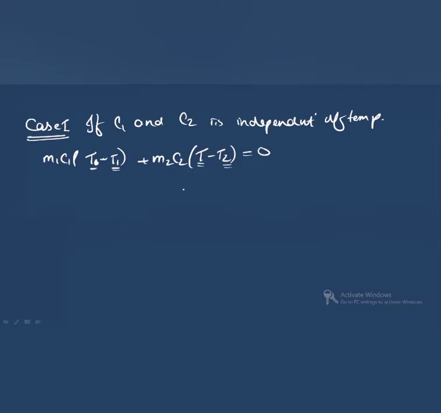So this will be equal to what? 0. Now when you solve this, you will get T equals M1 C1 T1 plus M2 C2 T2, this complete divided by M1 C1 plus M2 C2. So this is the formula that we will be using when C1 and C2 are independent of temperature. All right, now let's see the second case.